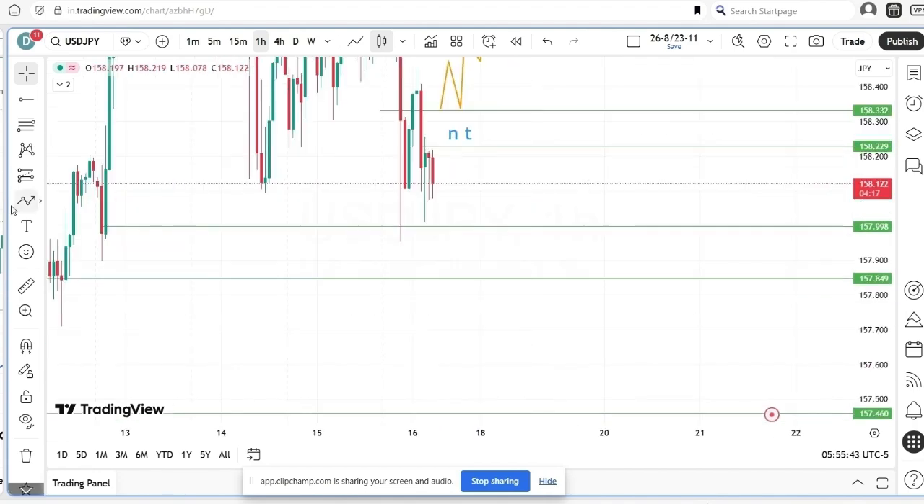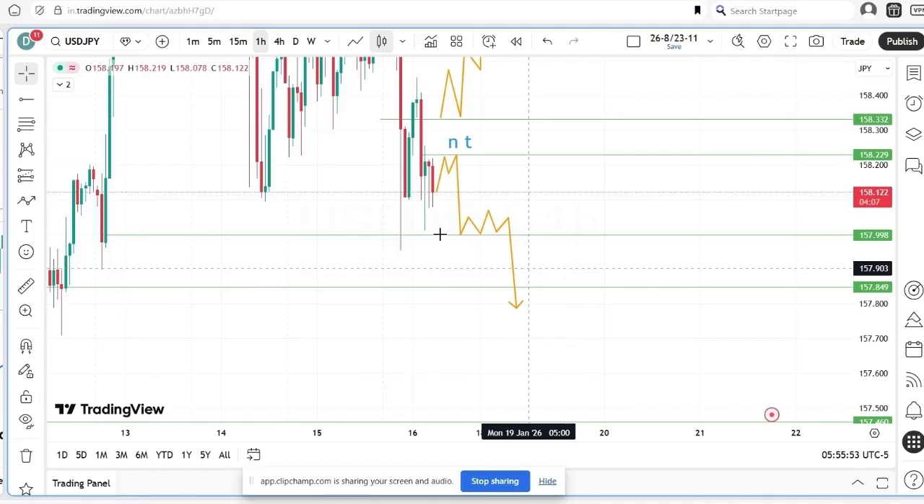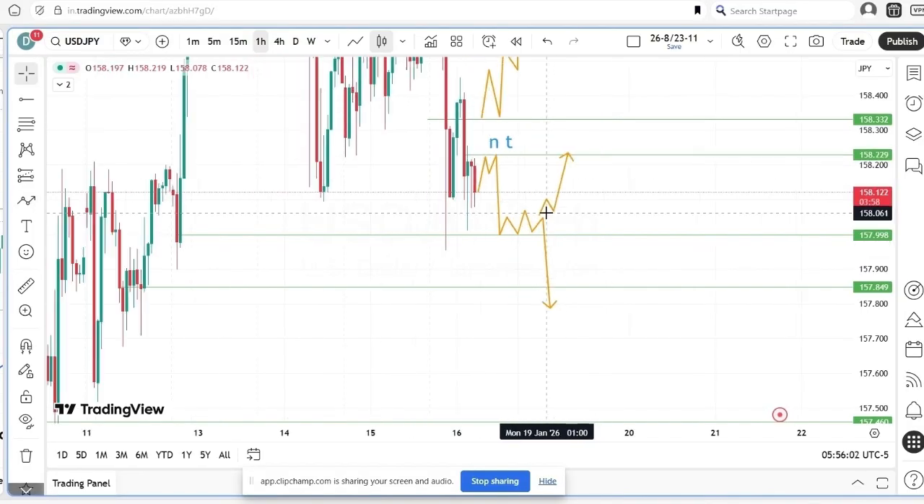Below this level you have to look for shorting opportunities. Once a retracement comes, then first time here, and if it consolidates and then gives downside momentum, then we can look for shorting opportunities. Else if it retraces, then it is better to avoid such trades. Okay, then retest this area.